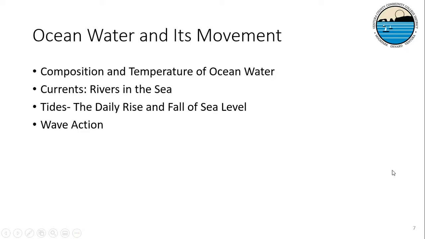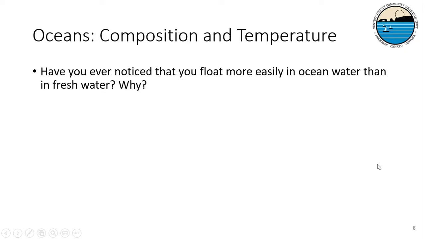Okay, so ocean water and its movement. We're going to talk about these different things here. First is the composition and temperature, then currents and tides and wave action. So let's look at it in more detail.